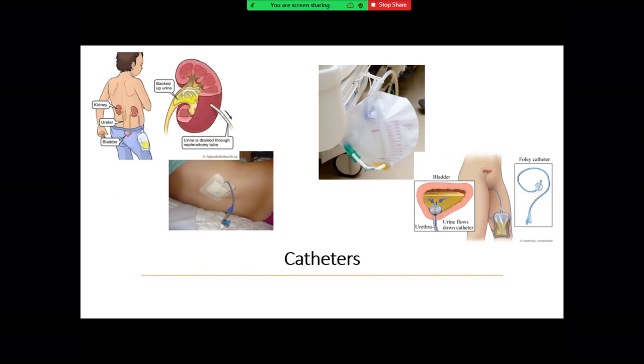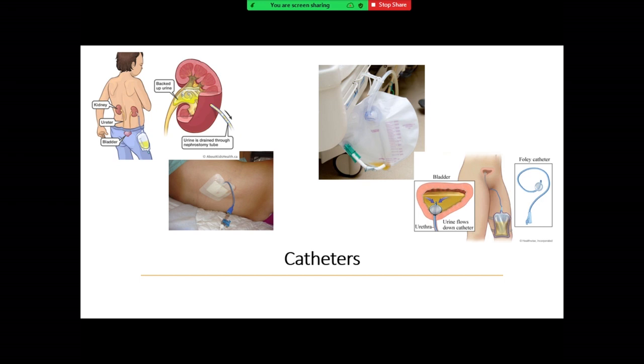Catheters, you can have nephrostomy or Foley catheters. And so I have some examples of these kinds of things. So a Foley catheter has a bag, and the tube goes into the urethra. Some of the bags are big like this. You'll see them hanging on the sides of the beds, hanging off the wheelchair sometimes.